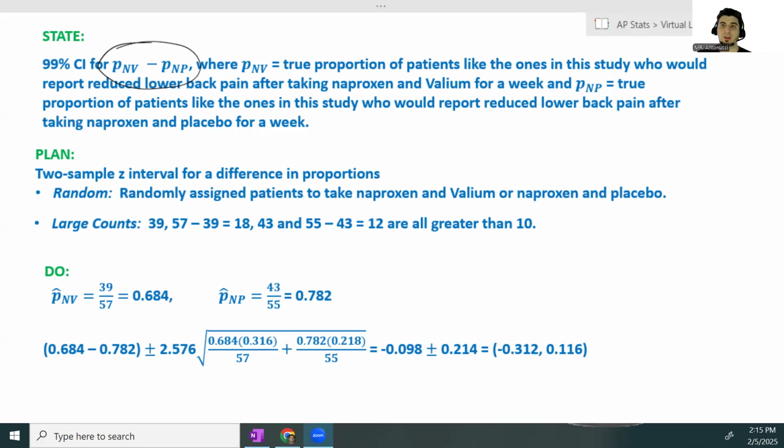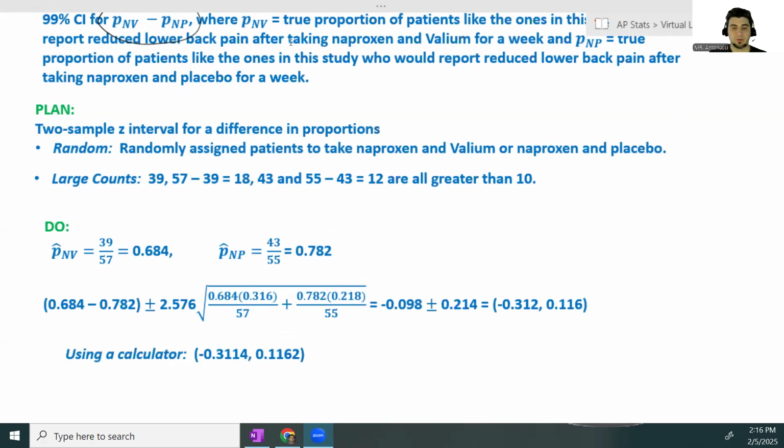However, had we used the calculator to get this, we could get a more accurate answer because there's different kinds of rounding going on. So we would have got negative 0.3114, comma 0.1162, if we had used a calculator. So we're going to stick with the calculator values when we get to the conclusion, which we're going to do now. So remember, when you write your conclusion for the four-step process, you have to list the confidence level, include the confidence interval, and state everything in terms of the context of the problem.